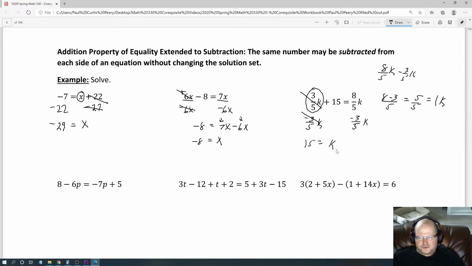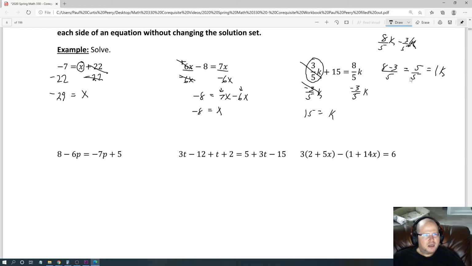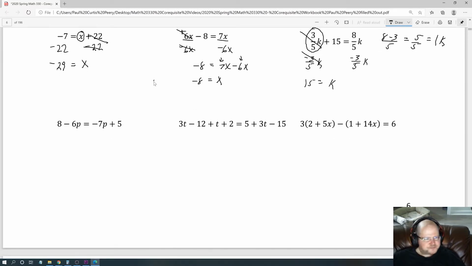Right? So we end up with 15 is equal to k. Hopefully that kind of makes sense. Yeah. That's a k, believe it or not, over here. So let me fix that. That looks terrible. Ooh, didn't improve it, did I? Okay, so we'll move on to the next one.